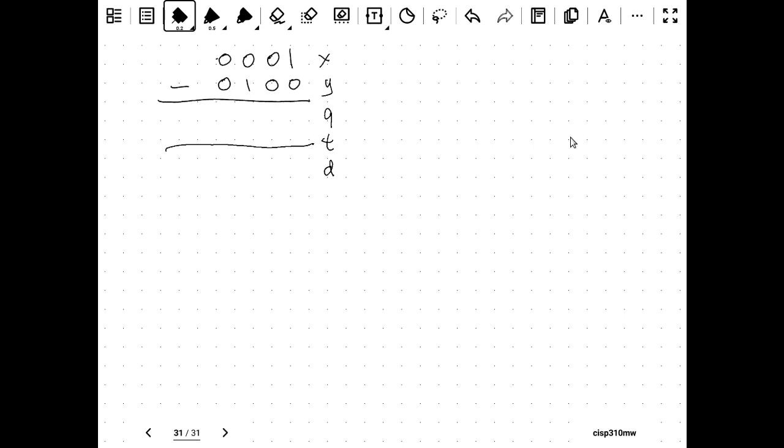I'm not sure how much you remember about binary subtraction. You should probably know how to do this already, so I'm not going to quote the actual equation. Between the x and the y, to compute the q, we use what we call exclusive OR. Exclusive OR means if both x and y are the same, then q is going to be a 0. If x and y are different, q is going to be a 1. So this is going to be a 1, this is going to be a 0, this is going to be a 1, and this is going to be a 0.